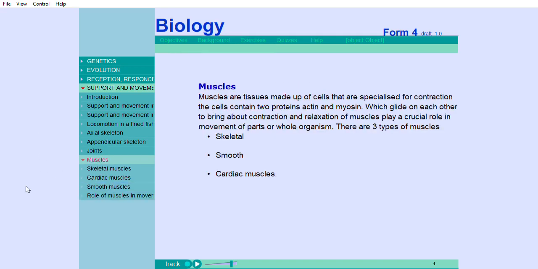Muscles. Muscles are tissues made up of cells that are specialized for contraction.